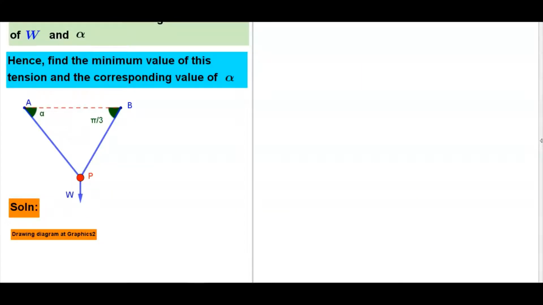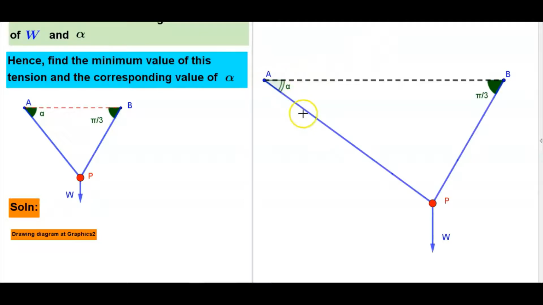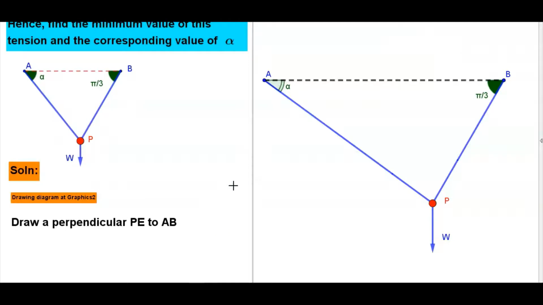Now we draw the diagram. This is the diagram we are given. This is one of the inextensible strings and the particle is suspended from here. Weight is W, this angle alpha, this angle pi by 3. Draw a perpendicular PE to AB.